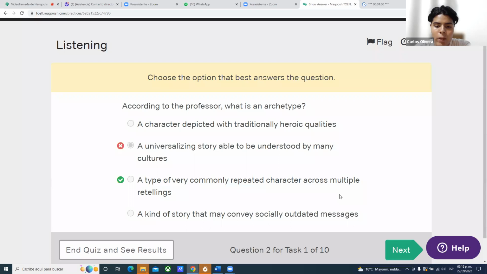A kind of story that may convey socially outdated messages. Not at all. The professor never suggests such a hypothesis, that they are talking about things that are not relevant today. Or a character depicted with traditionally heroic qualities. This would be basically a hero, right? Or that would be a different character, but not an archetype, right? So this is not true.